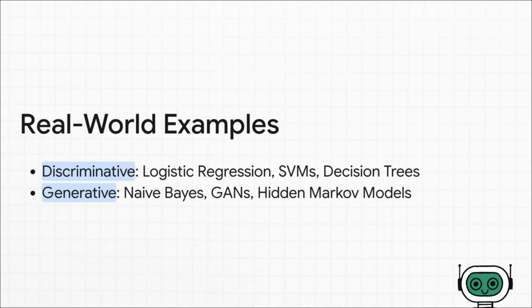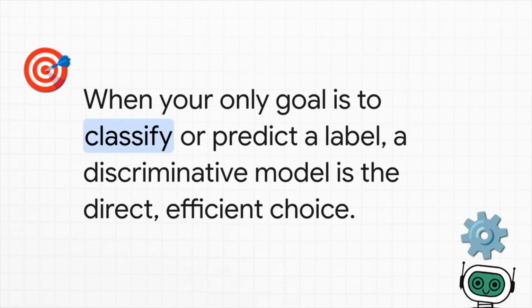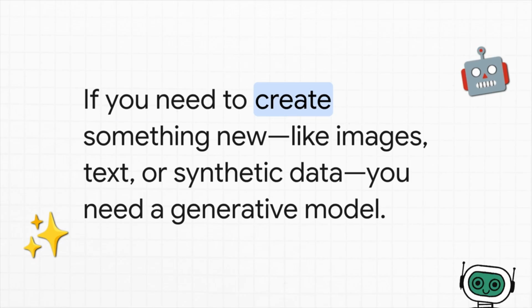they're generative. So, if your job is just to classify something, spam or not spam, cat or dog, a discriminative model is almost always your most efficient, direct tool for the job. But if you need to create something new, a picture, a paragraph of text, or even just more training data for another model, then you absolutely need the power of a generative model.